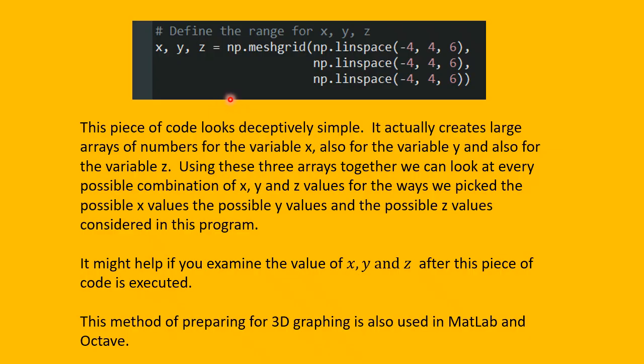One more thing to mention is that the idea behind this statement is also used for preparing 3D graphing in MATLAB and Octave. Octave is very similar to MATLAB. It was designed that way. MATLAB is proprietary software. Octave is open source software. And numpy, from which this function meshgrid came from, numpy in Python was developed to be very similar to MATLAB.